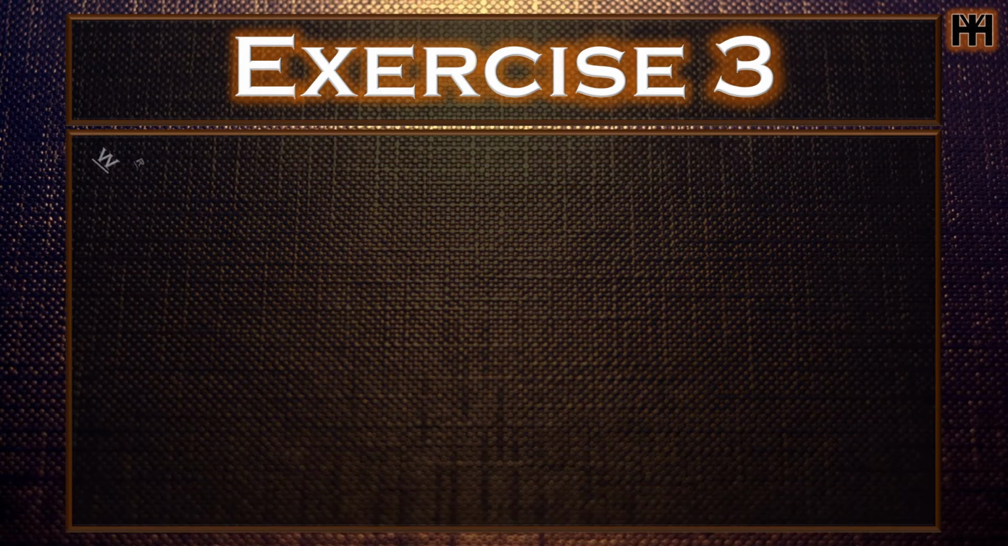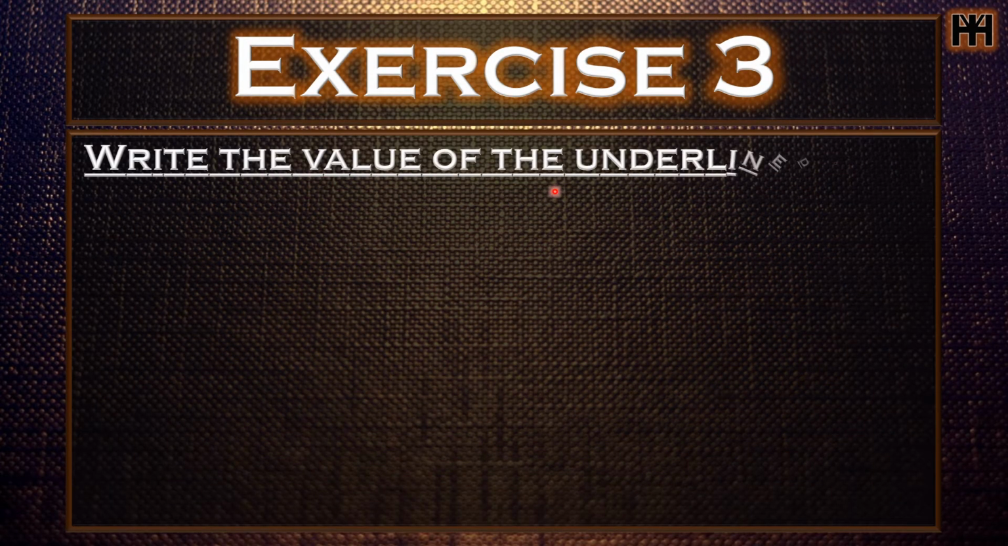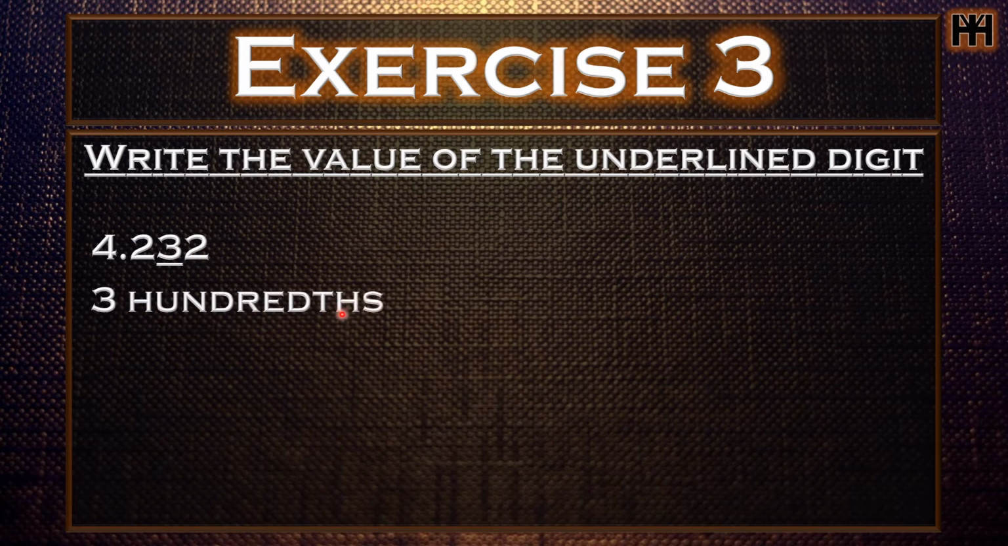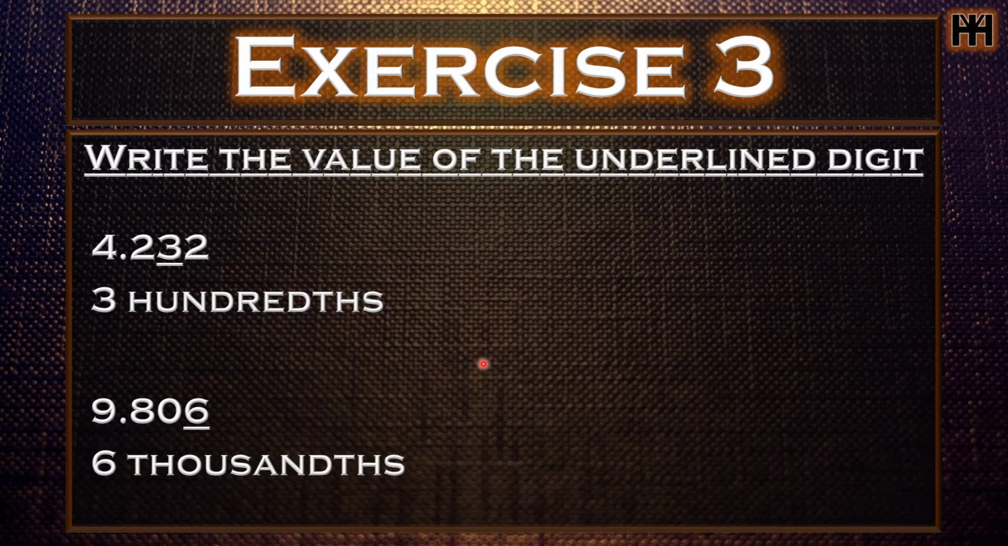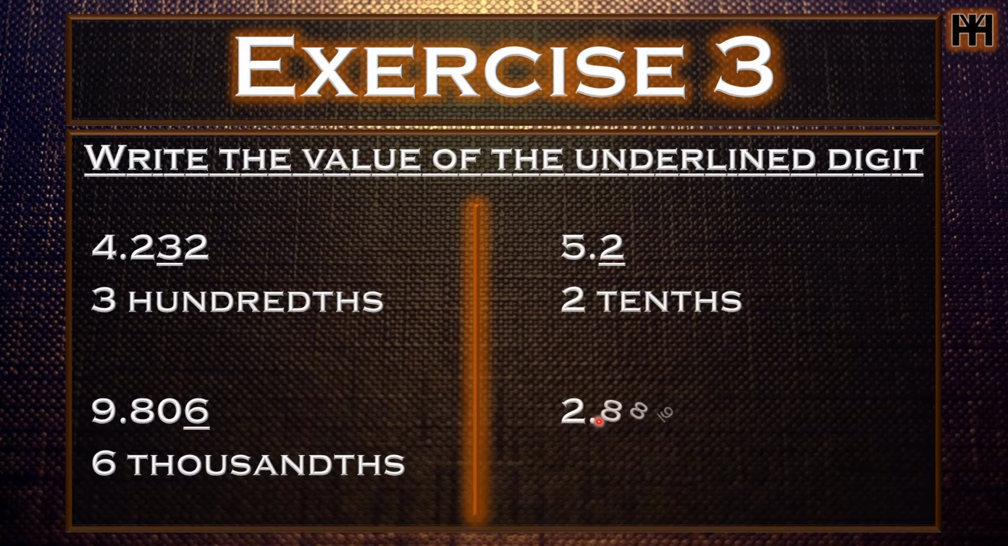Exercise 3. Write the value of the underlined digit. Let's say we have 4.232, the 3 here will be 3 hundredths. 9.806, the 6 here is 6 thousandths. Here 5.2, the 2 will be 2 tenths. 2.889, the 9 is in the thousandths place, 9 thousandths.